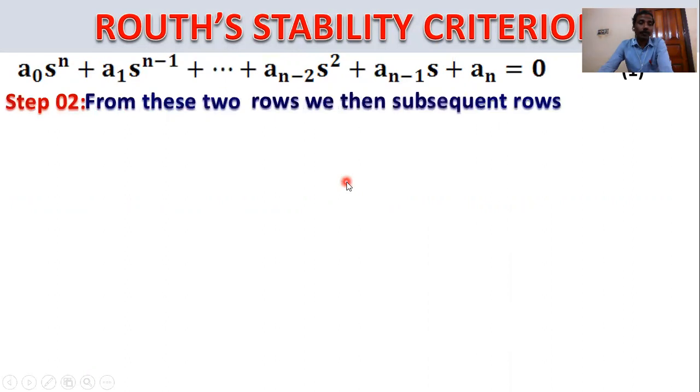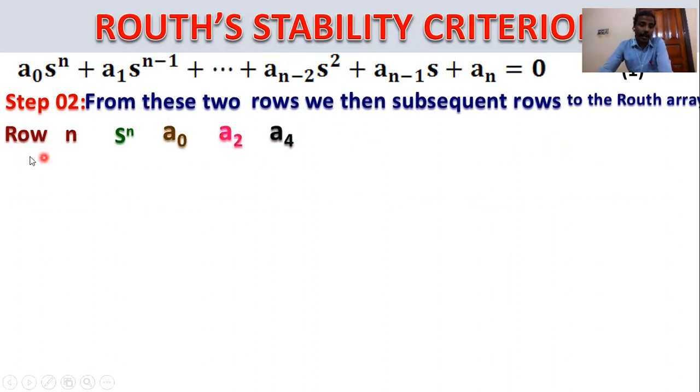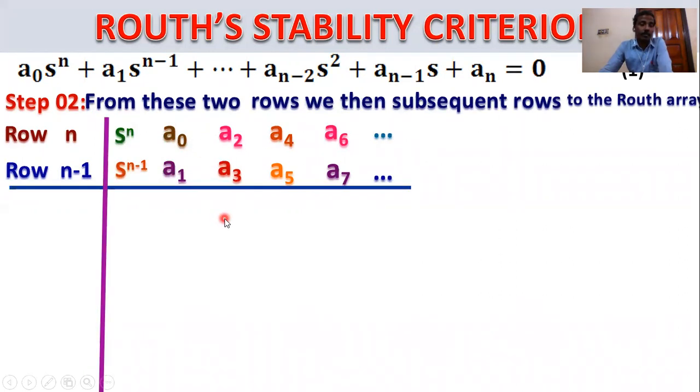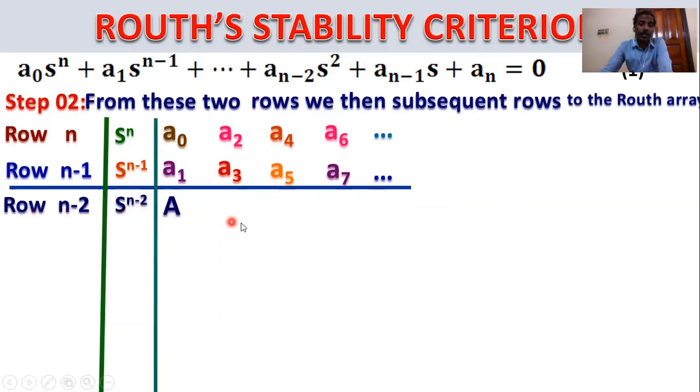So from these two rows, we then add subsequent rows to the Routh array. Row n, S to the power n row: A0, A2, A4, A6. Row n minus 1, already discussed, S to the power n minus 1: A1, A3, A5, A7. And these are the given coefficients. But S to the power n minus 2, or row n minus 2, that means A, B, C, D, dot, dot, dot.